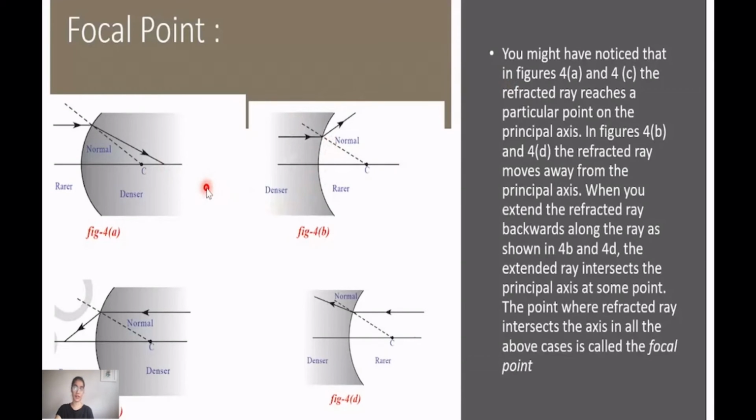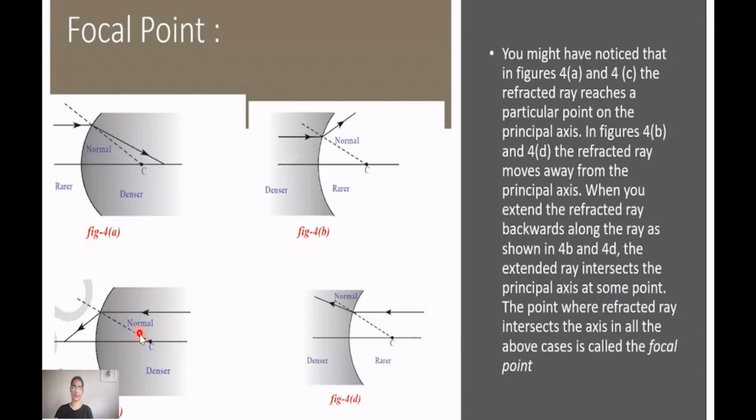I told you there are virtual images formed and there are real images formed also. So there are points where the refracted ray will actually meet, and there are points where it will appear to be coming from. Now let us focus on that. You have figure 4a and you have figure 4c, which is this figure. In both cases, you have here a convex surface and here a concave surface.